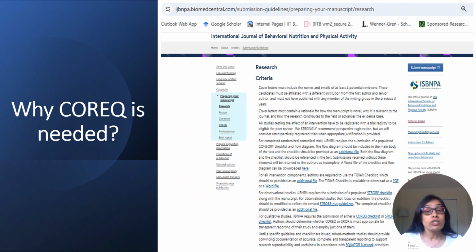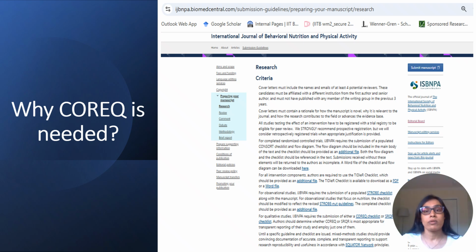So if you don't use COREQ and don't attach it as a supplementary file, I'm telling you, your paper will not even cross the editorial step. It will just get rejected beforehand. And I'm sure when you're submitting, they will ask for the supplementary. Let's say you did not upload either the COREQ or SRQR, the journal would come back to you. They will ask for this checklist, that you first submit that, and only then will it go for editorial review. And of course, if the editor approves it, then it goes to peer review.